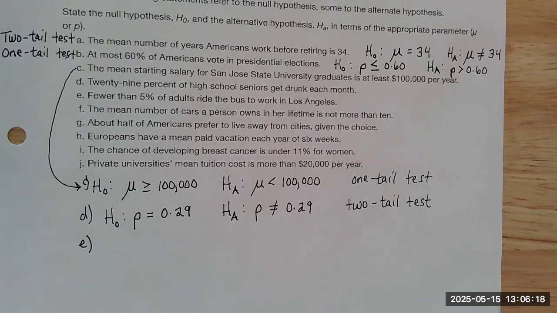And so the thing that would have the equal sign would be the opposite of this thing. That'd be the greater than or equal to. That one has to be your null hypothesis.